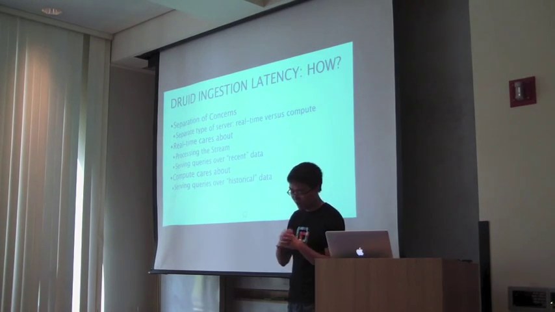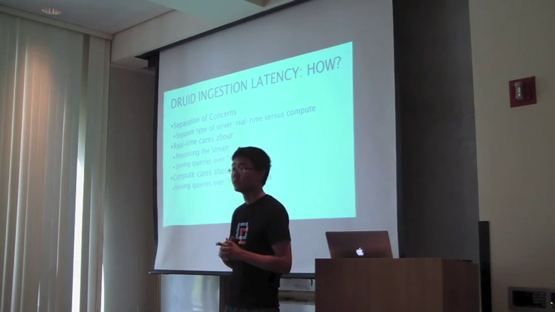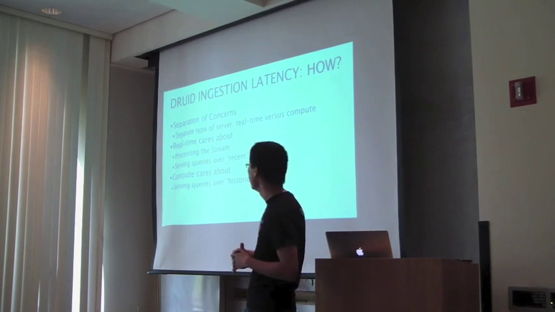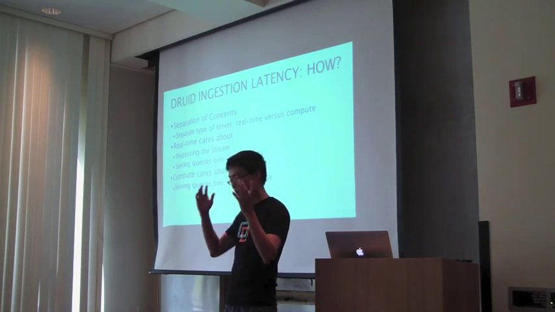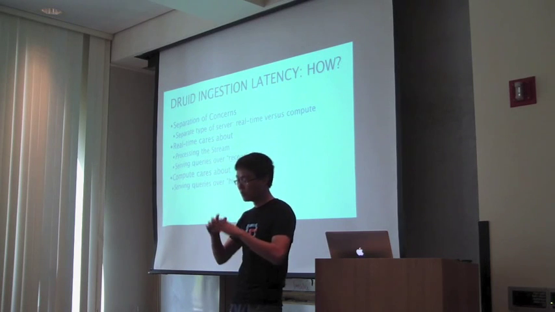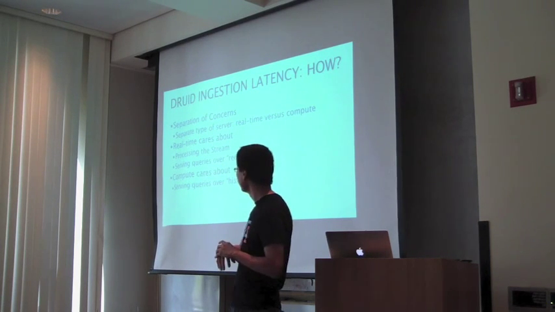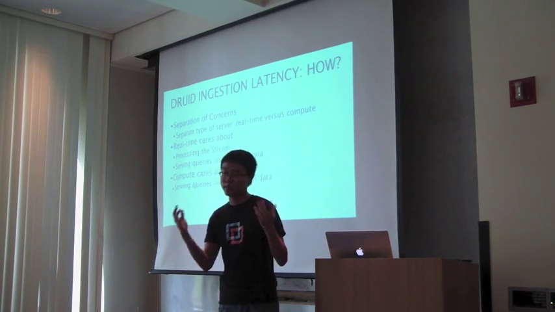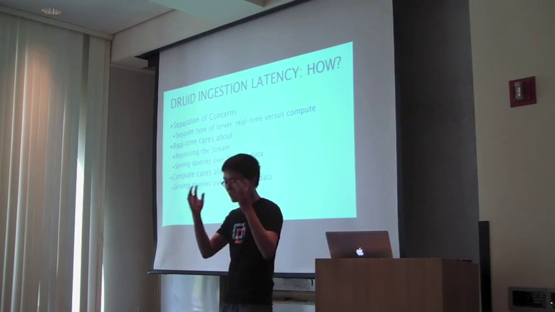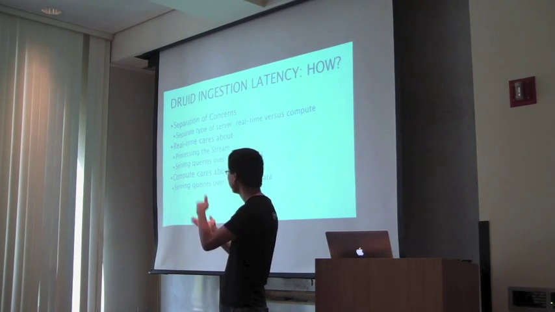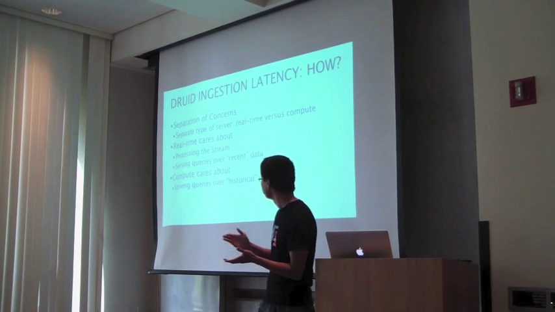So how Druid does real-time is there's a separation of concerns. We have a class of historical compute nodes which deal with immutable data, and we have this class of real-time nodes which is streaming in data and building immutable representations of that data and handing it off to the historical nodes.